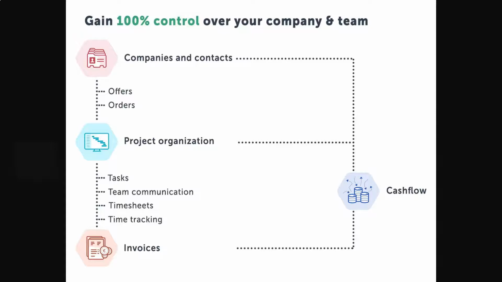Kaflo is a complex business management system. It offers a range of processes that lets you gain control over your company and team. You can start with your customers and suppliers. You can manage your projects.